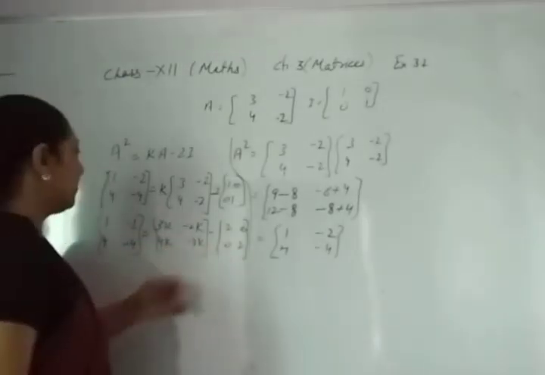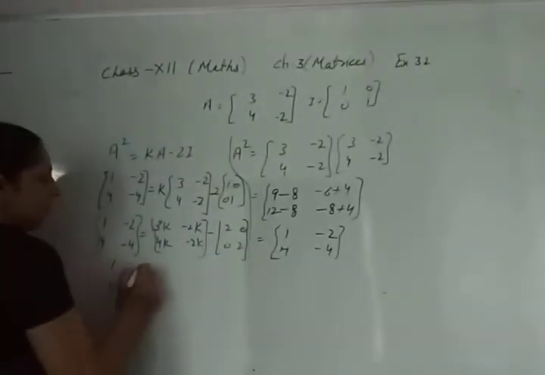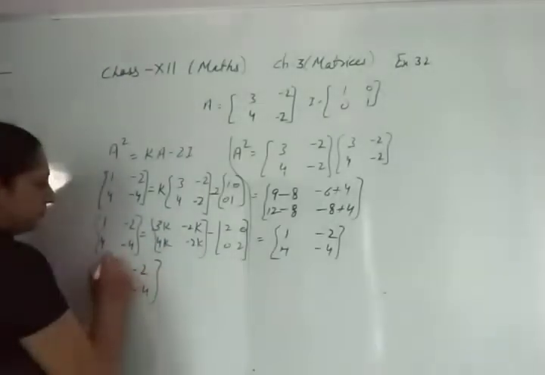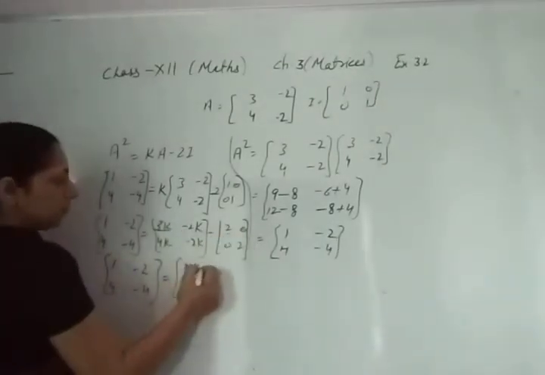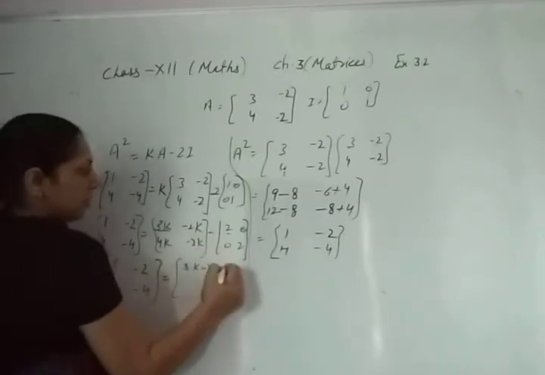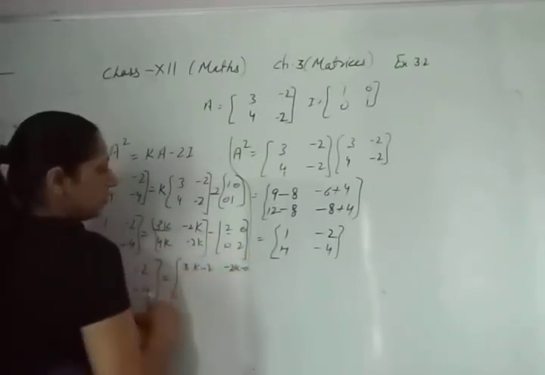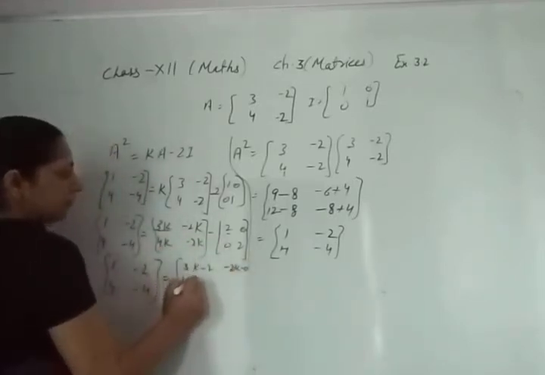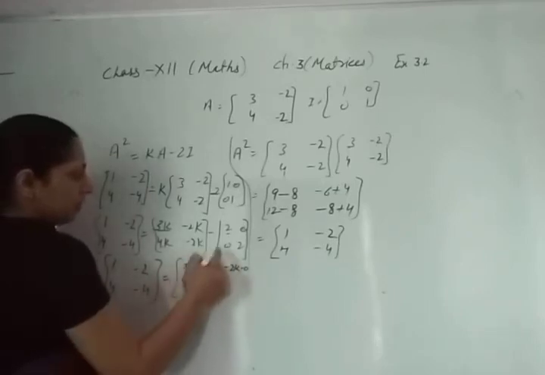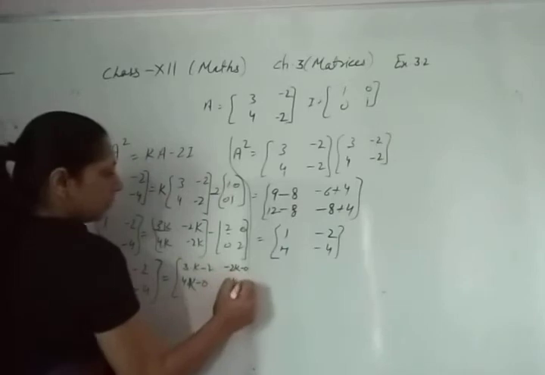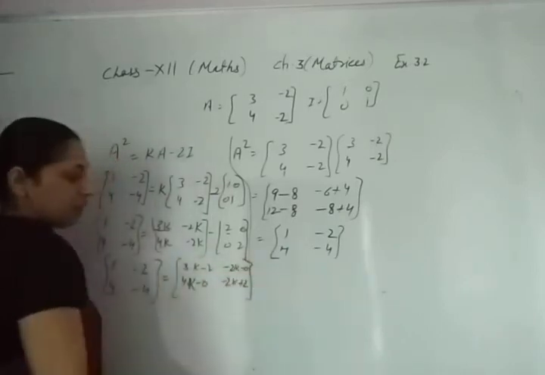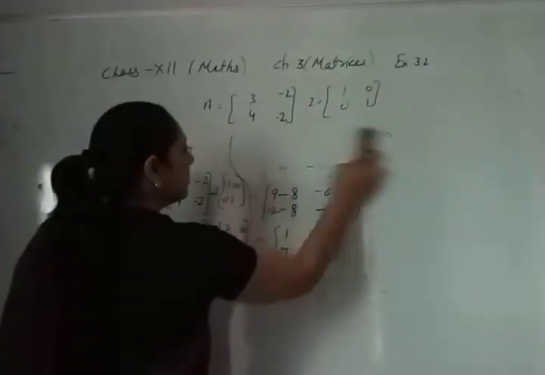Now subtract this matrix, so it's [1, 4; -2, -4] is equal to [3k minus 2, 4k minus 0; minus 2k minus 0, minus 2k plus 2]. Now compare these matrices.